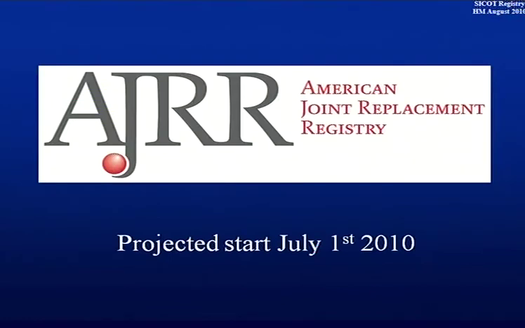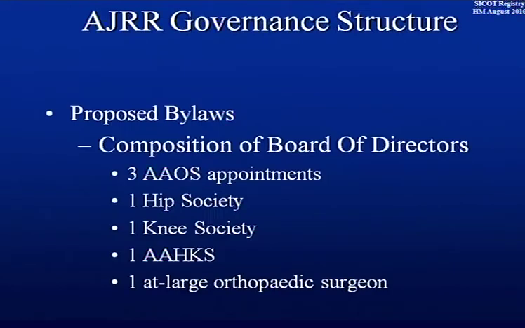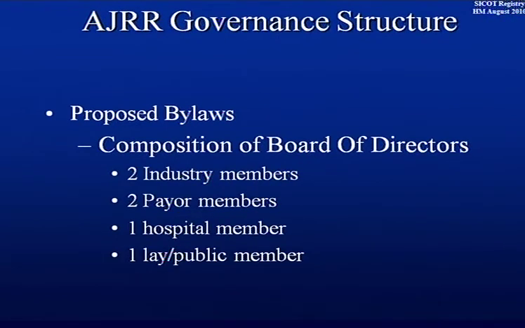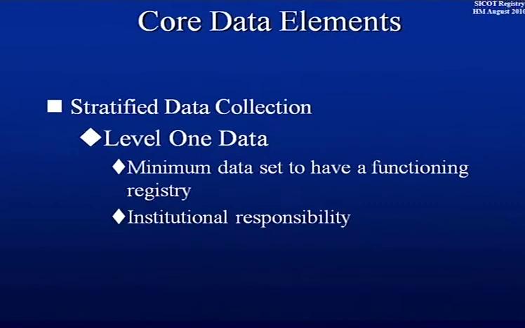Will it ever happen? It would, or it will. It has happened. We started July 1st, with this governance structure: 7 surgeons, 6 non-surgeons, industry, payers, hospital, and a lay or public member as well. We will only start out collecting the most simple level 1 data, nothing else, because if you make it too complicated, you will never succeed and get a result.